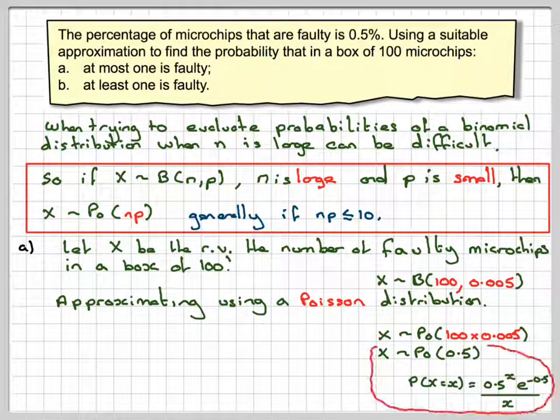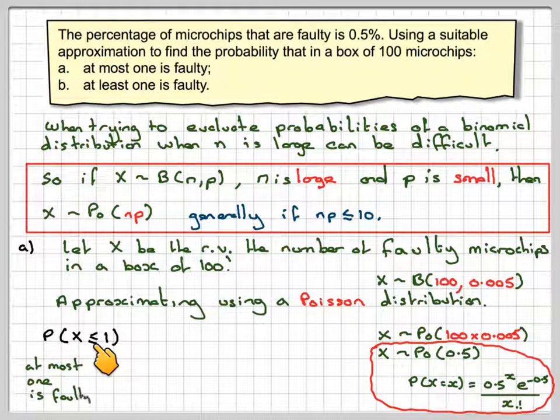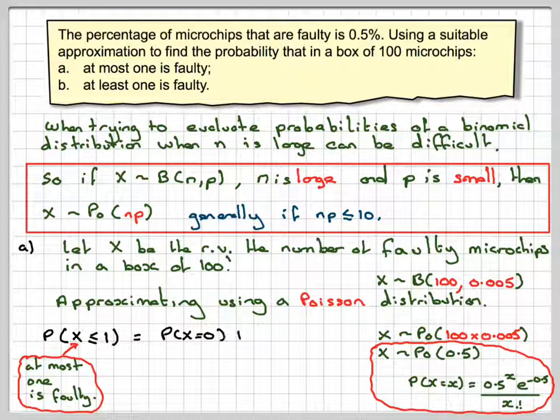X will be Poisson 0.5. And the probability that X is equal to x is going to be lambda to the x, e to the minus lambda, which is minus 0.5, divided by x factorial. So the probability that X is less than or equal to 1, because we want at most 1 faulty, so we can have none that's faulty or 1 is faulty. That's the probability that X is equal to 0 plus the probability X is equal to 1.